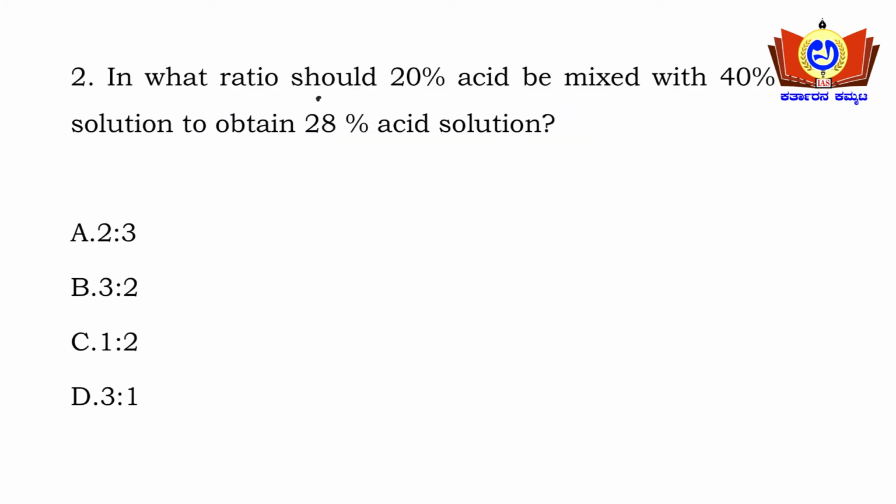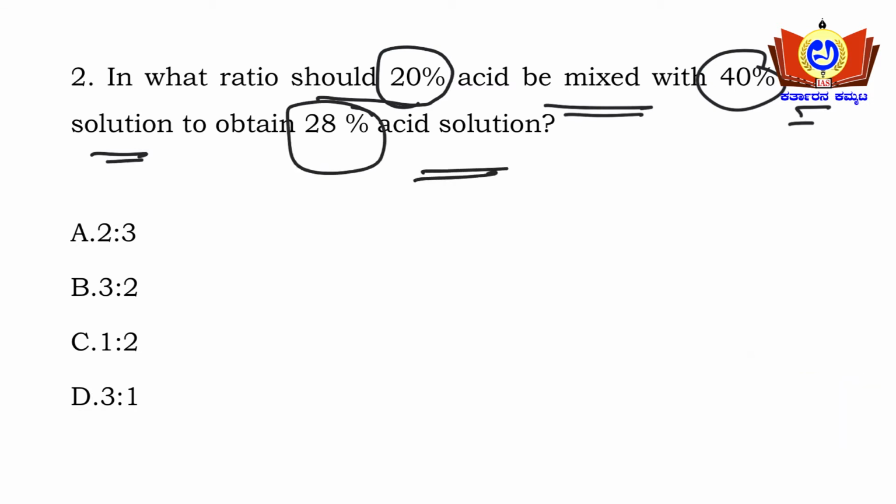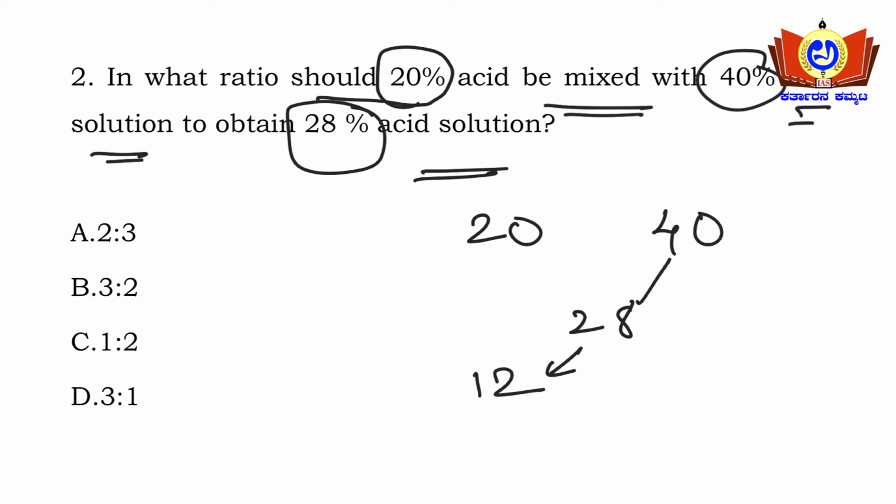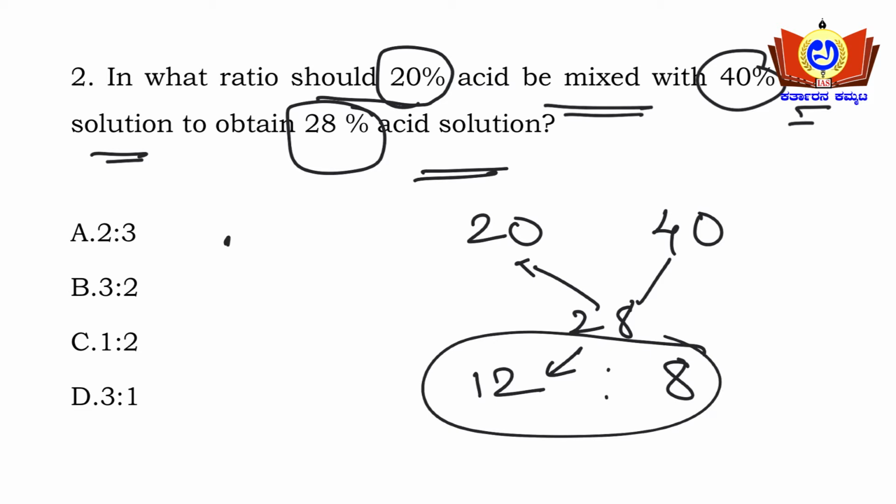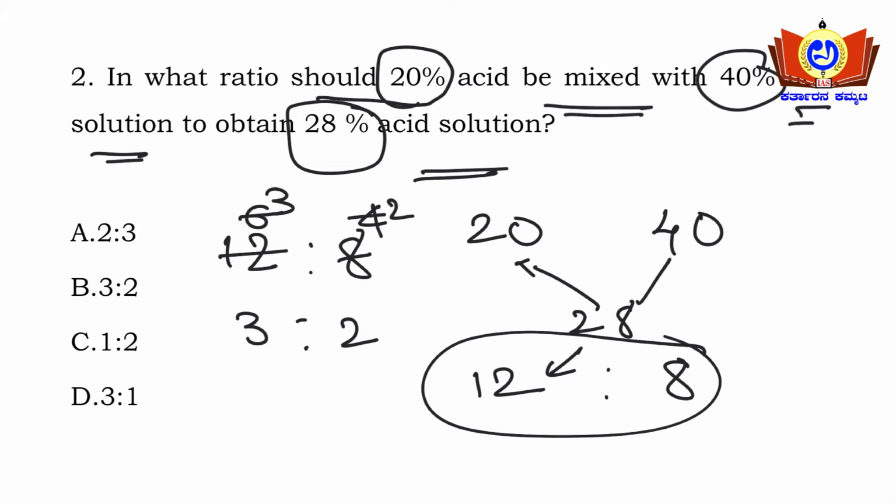In what ratio should 20% acid be mixed with 40% acid solution to obtain 28% acid solution? Simple guys. See here, right hand side 40%, left hand side 20%, so the mean is 28%. So 40 minus 28 is 12, and 28 minus 20 is 8. So 12:8 is the ratio we got here. This can further be simplified as 3:2. Two sixes are 12 and two fours are 12, two threes are 6 and two twos are 4.